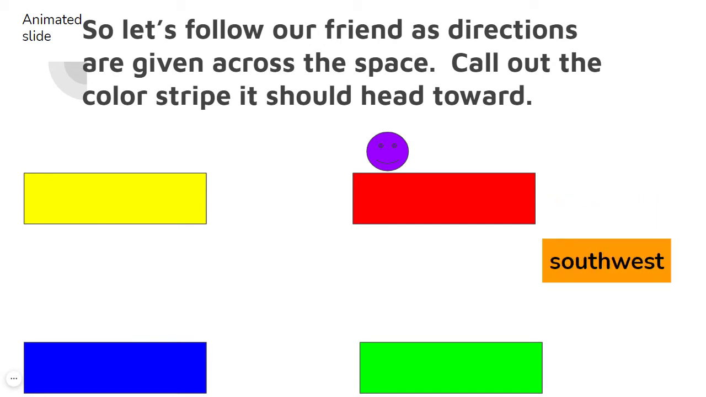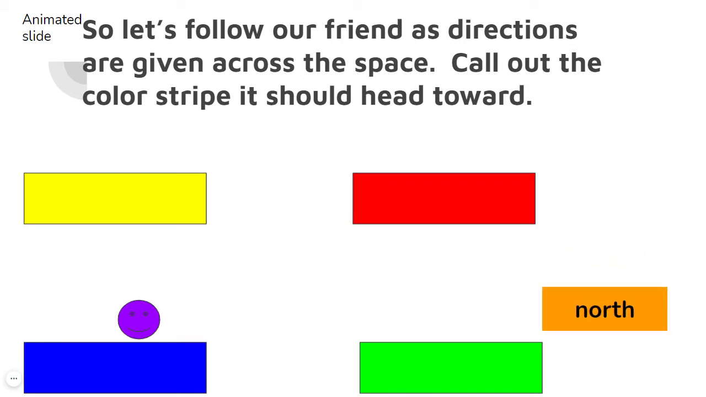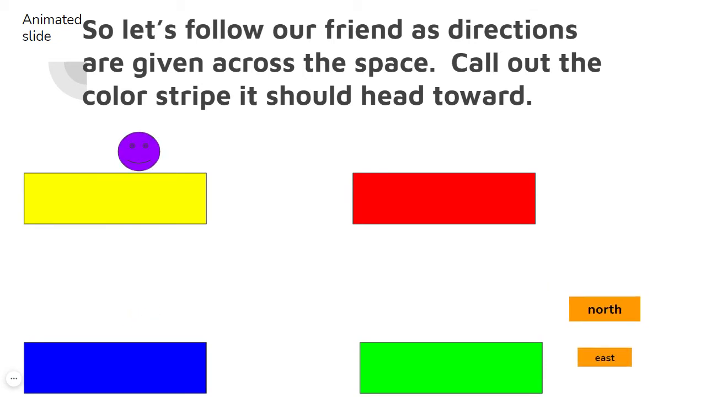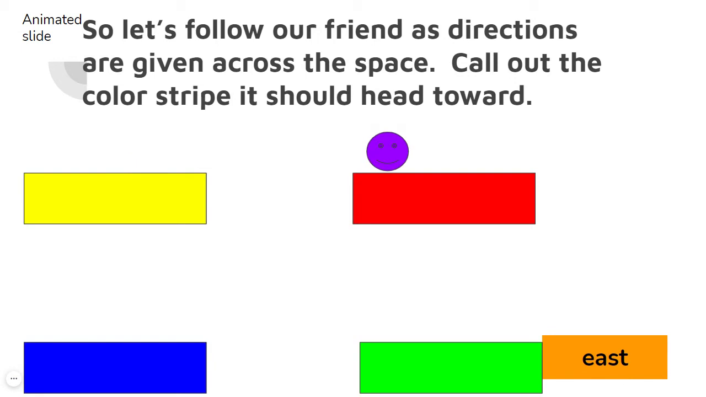She wants to go southwest from here. Which color is that? Excellent. Back to blue. What if she wants to go north from here? What direction? Good job. Up to yellow. And how about east? Excellent. Red is where she'll go.